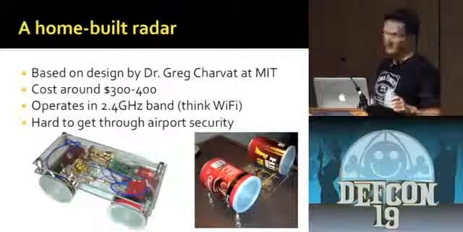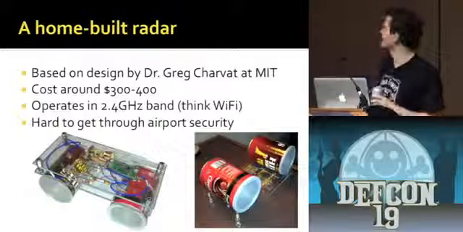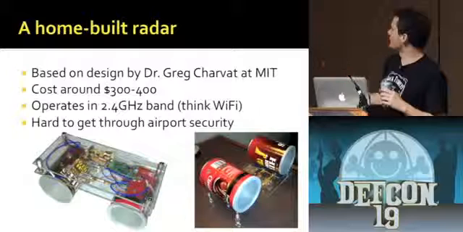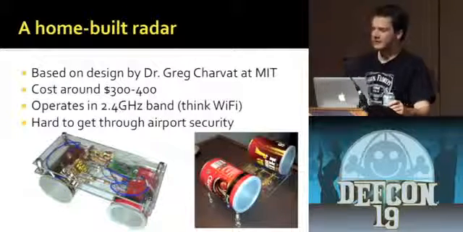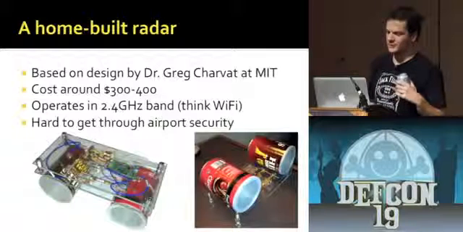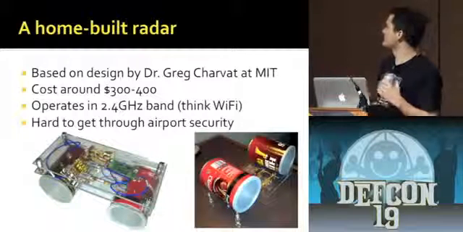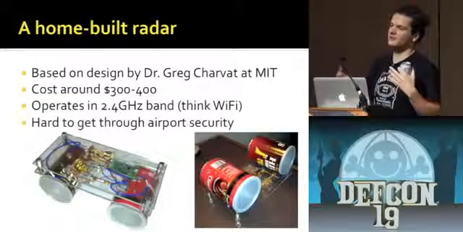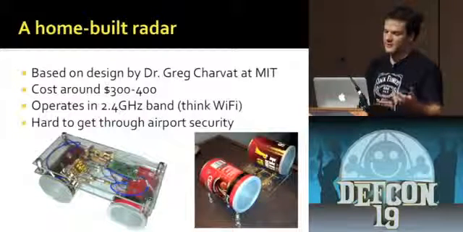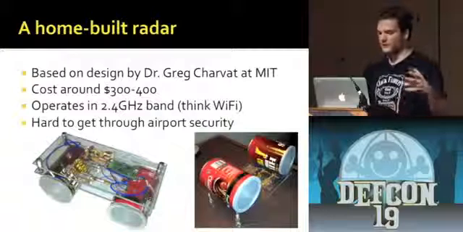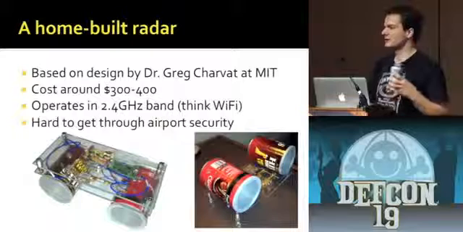So the home-built radar that I have here, if you want to get a good look at it, come to the Q&A room and we can show it off. The original design was by a guy named Greg Charvet. He's an employee at MIT, and I've worked with him a good bit, and he's a pretty cool guy. He really loves radar, and so he designed this system to be built as an MIT class. I think it's a 2-week-long class where you just learn how to build these things, and it's pretty simple. The cost is a few hundred dollars. It operates in the Wi-Fi band, 2.4 gigahertz.